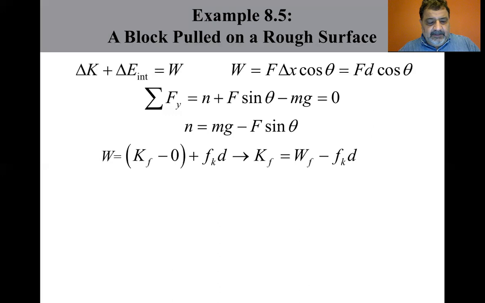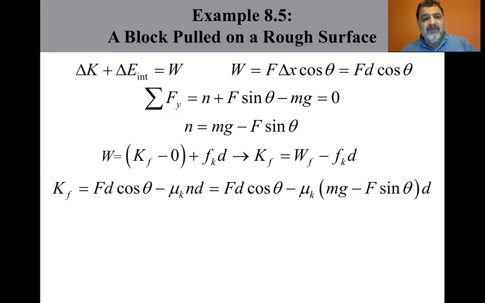Now, let's substitute the energy changes and solve for the final kinetic energy of the block. So we're solving for K final. You end up with F d cosine theta minus the kinetic coefficient of friction times the normal times d. Well, what is the normal? The normal is mg minus F sine theta, two equations above. We get that K final is equal to F d cosine theta minus mu k times mg minus F sine theta, times d. Okay, that in parentheses is just the new normal.